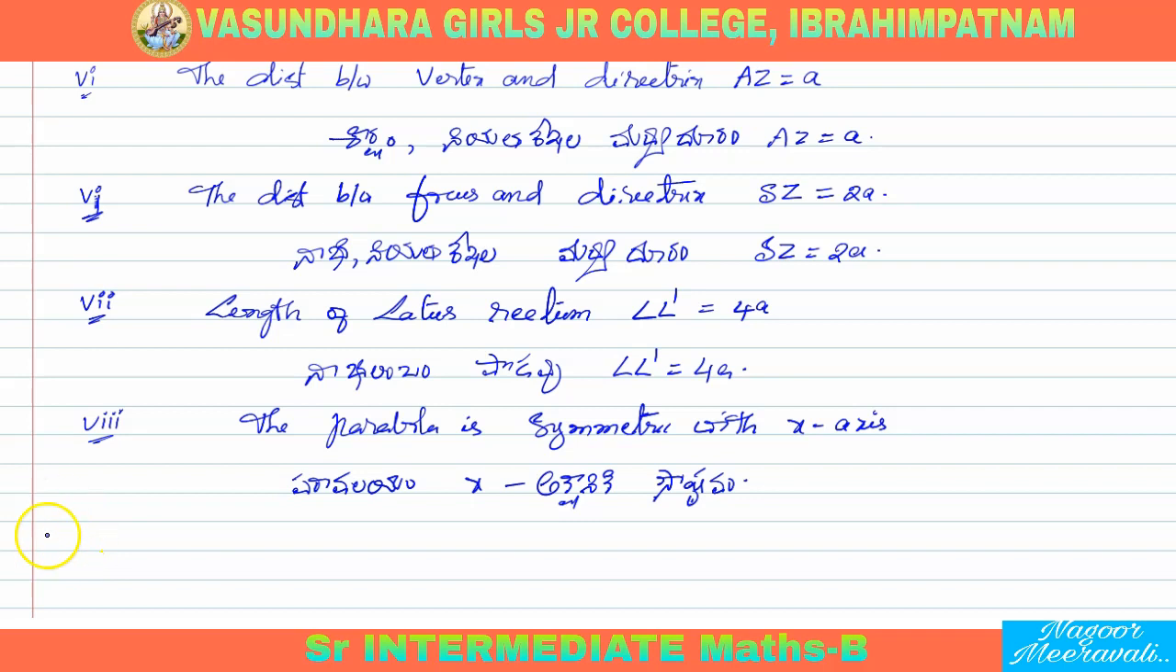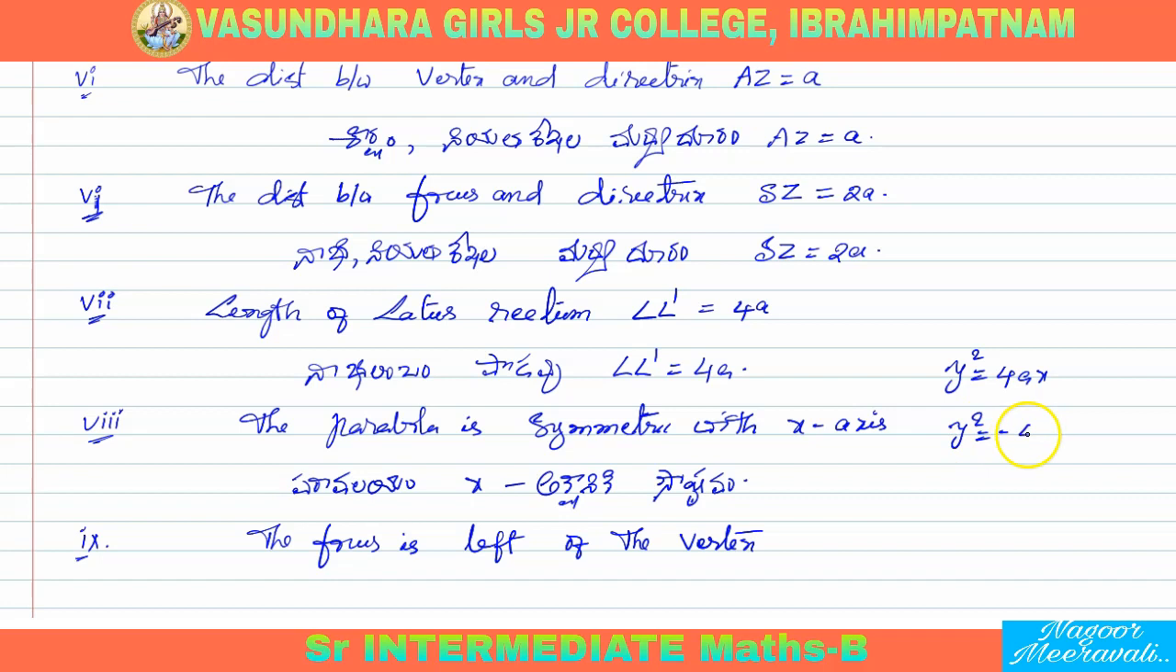Okay? Next, what else is there? The focus on the principal axis is on the left of the vertex, that is important. Since it is on the left, a minus comes. In the parabola, y square is equal to 4ax or y square is equal to minus 4ax. To conclude the plus or minus, we have to check this condition: whether the focus lies to the left side or right side of the vertex. If on the left side we write minus, if on the right side we write the plus value. These are the properties.